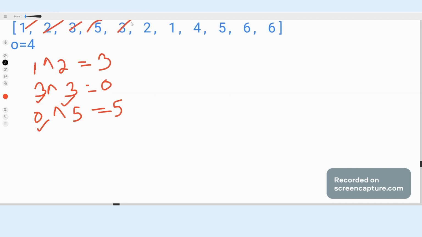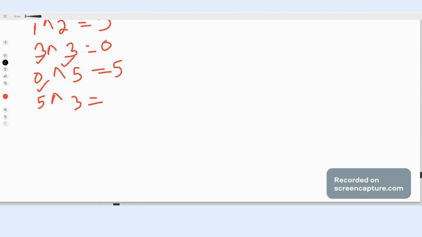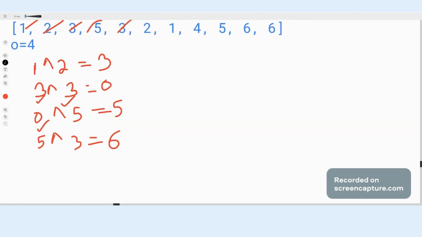Now 5 XOR 3. What is 5 XOR 3? We have calculated it earlier, the XOR value. So 5 XOR 3 is 6. Again, what is 6 XOR 2?